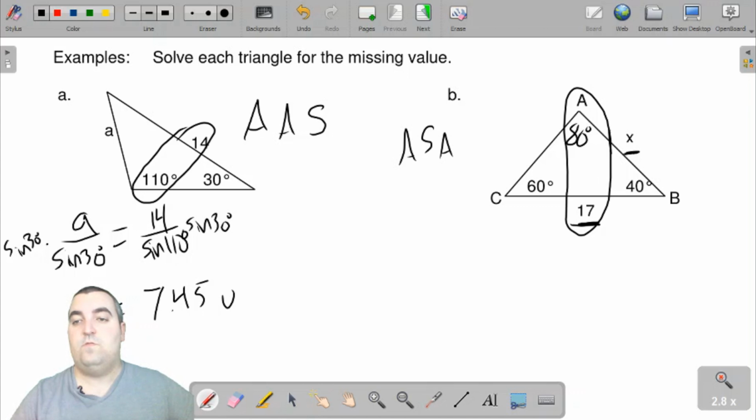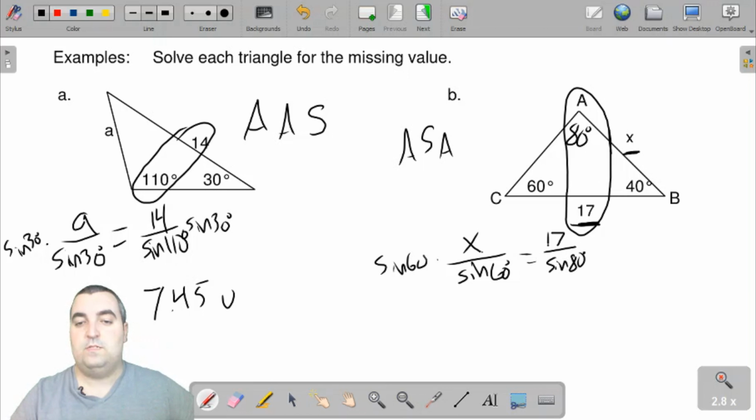Here's what we're looking for. Once again, we're looking for a side, so let's put that on first. x over sine of 60. Once again, we could solve that without a calculator, but this side we can't. 17 over sine of 80 degrees. Once again, nice, easy to solve. Multiply by sine of 60.